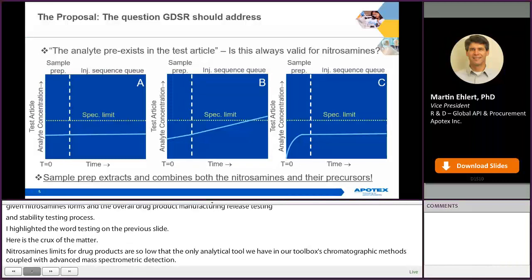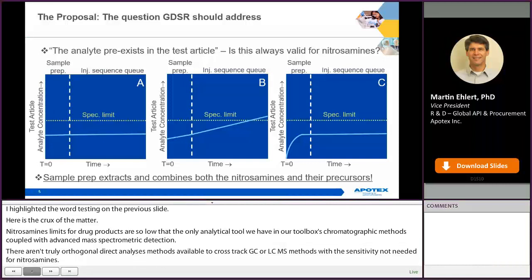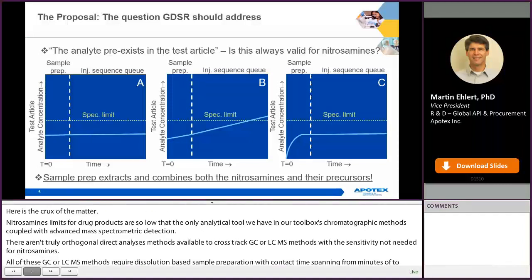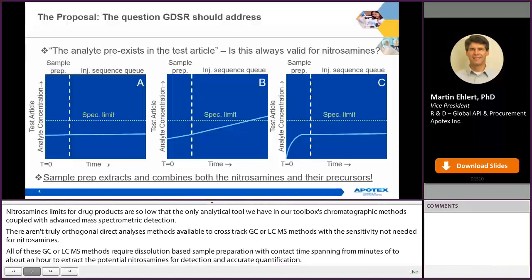All of these GC or LC-MS methods require dissolution-based sample preparation with contact times spanning from minutes up to about an hour to extract the potential nitrosamines for detection and accurate quantification. And they assume the almost subconscious tenet: the analyte is already present in the test article. How does one know whether this holds true for ppb levels of nitrosamines for which the reaction precursors are known to be present at high levels in the test article, namely the drug product?